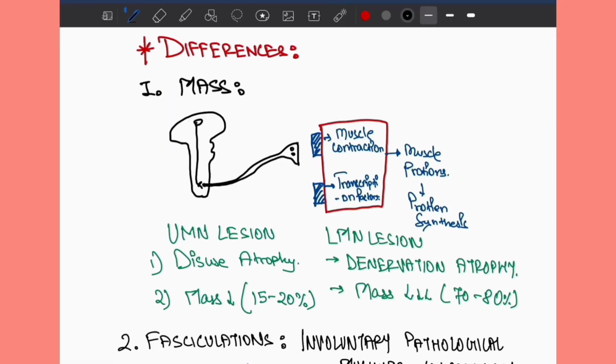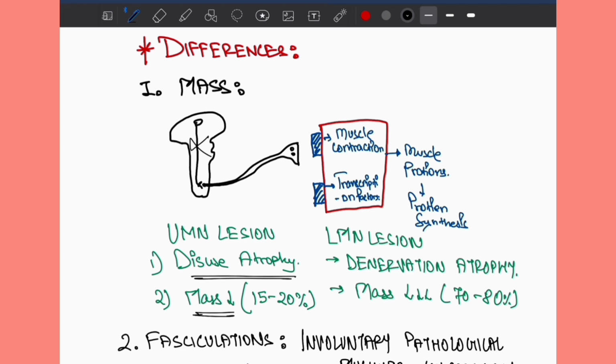So talking about the differences between the lesions, firstly the mass. The upper motor neuron lesion causes damage of the upper motor neuron, and thus all the voluntary muscle actions are lost, and the muscle is in a state of disuse, causing disuse atrophy. The mass also decreases a little bit, by 15 to 20% in upper motor neuron lesion.